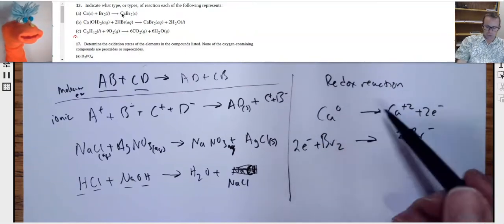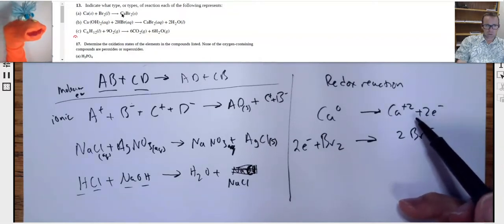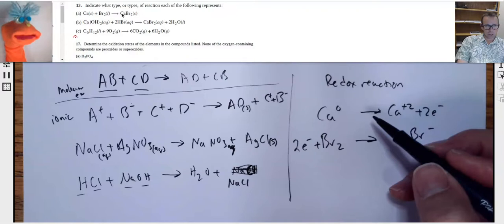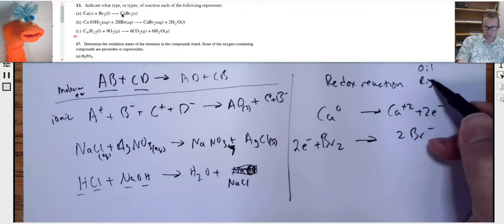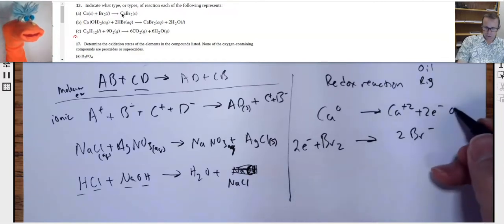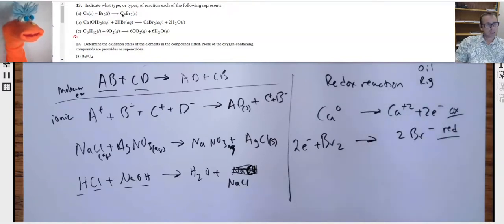So do you remember what you call it when you lose electrons? It's OIL RIG, right? So what does OIL stand for? Oxidation is loss. Okay, so I'll write that up here real quick. OIL RIG. Oxidation is loss of electrons. Reduction is gain of electrons. So this is an oxidative half reaction, and this is a reductive half reaction. So you can tell that A is a redox reaction because it doesn't follow this metathesis pattern. How about C here?